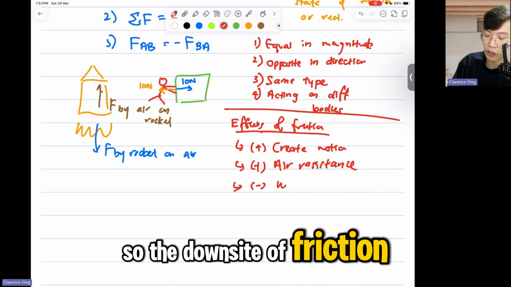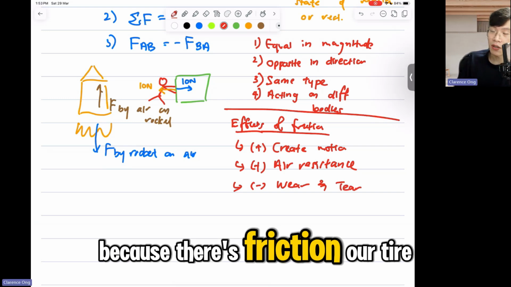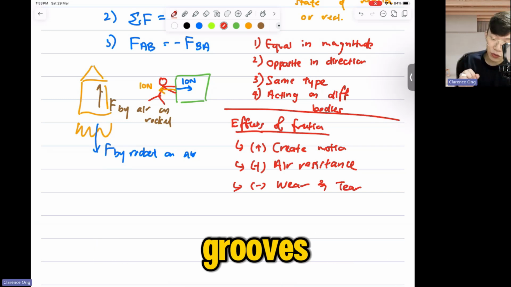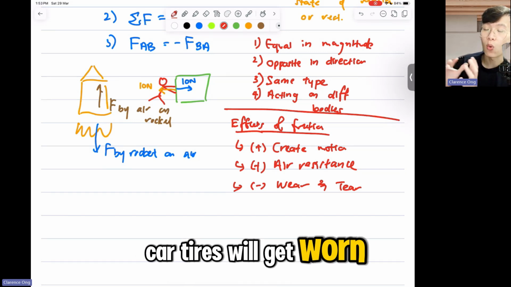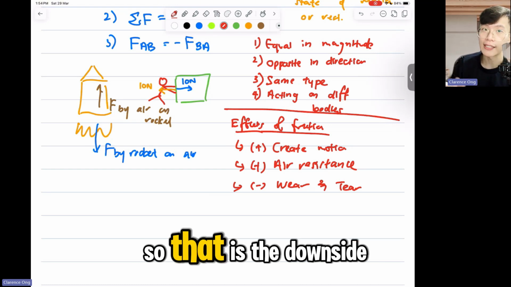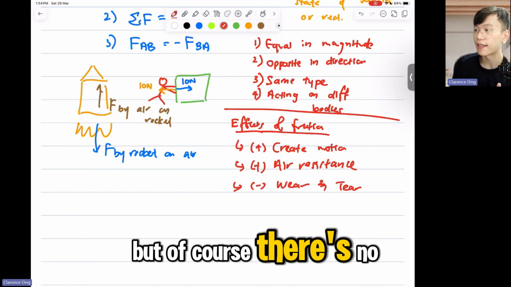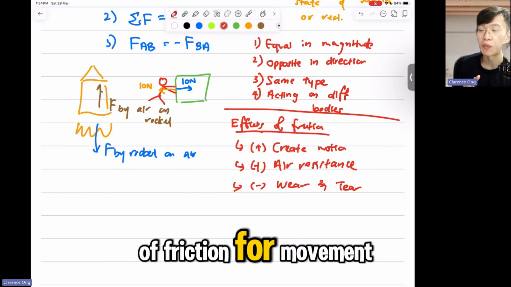So the downside of friction is wear and tear. Because there's friction, the grooves on our car tires will get worn out and we need to replace them regularly. So that is the downside. But of course, there's no choice. We need to replace them because we are making use of friction for movement.